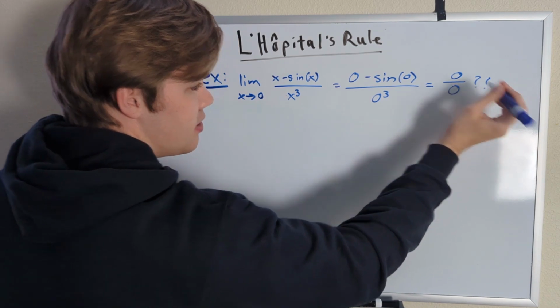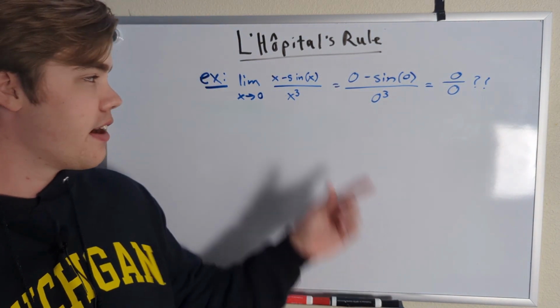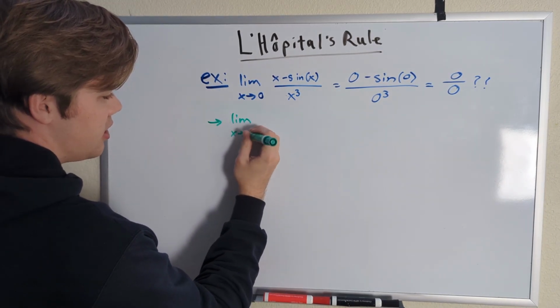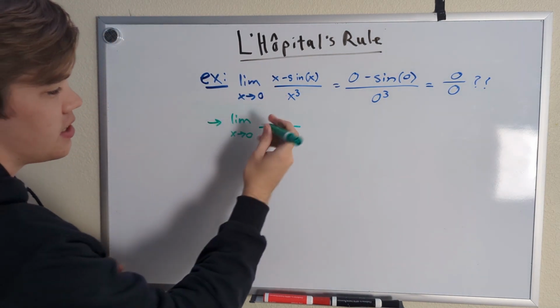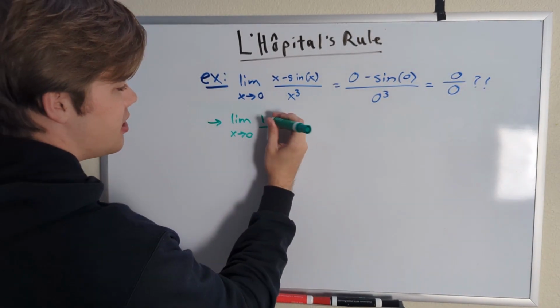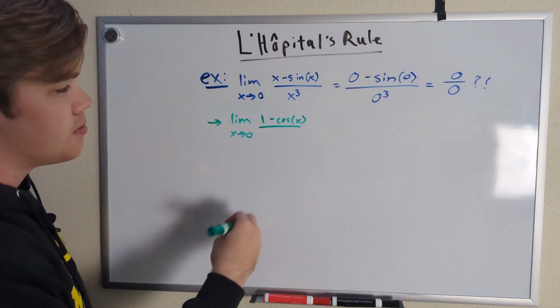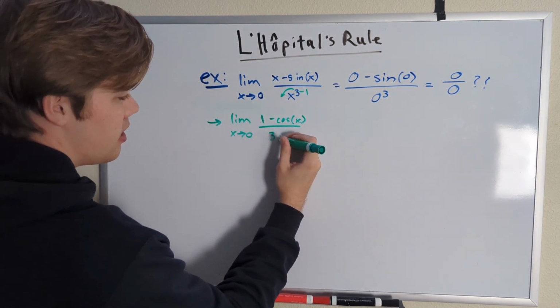So we have ended up in one of our common indeterminate forms. Let's use L'Hopital's rule in order to figure out what this limit is. So now we just have the limit as x approaches 0, and taking our derivative of the top function, the derivative of x is just 1, and the derivative of negative sine of x is just negative cosine of x. Now the derivative of x cubed, using the power rule, we bring this 3 to the front and then subtract 1, so we get 3x squared.